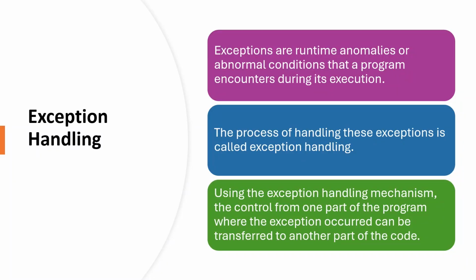Using the exception handling mechanism, the control from the part of the program where the exception occurred can be transferred to another part of the code. Some abnormal conditions cannot be handled by the normal concepts. We have many concepts in C++, but only by using this exception handling mechanism can we solve this abnormal condition. How do we control it? One part of the program contains the exception, so control is transferred to another part of the code. Like this we handle the exception.